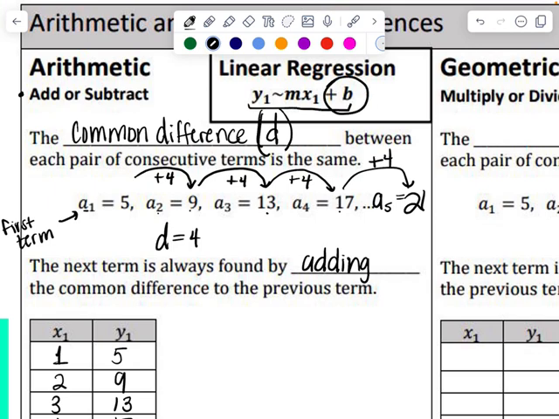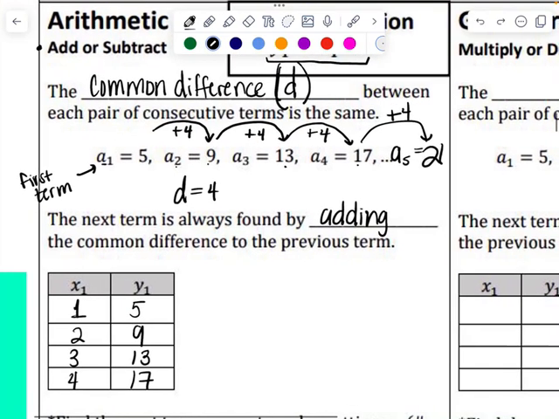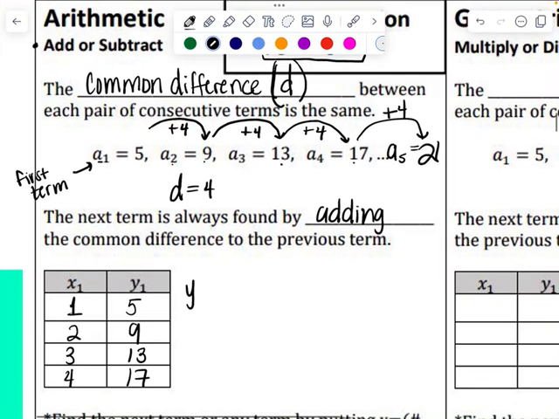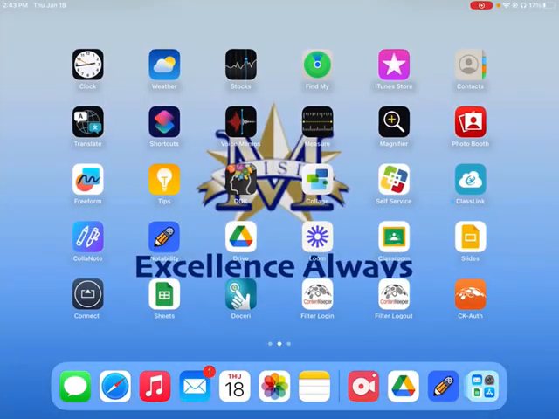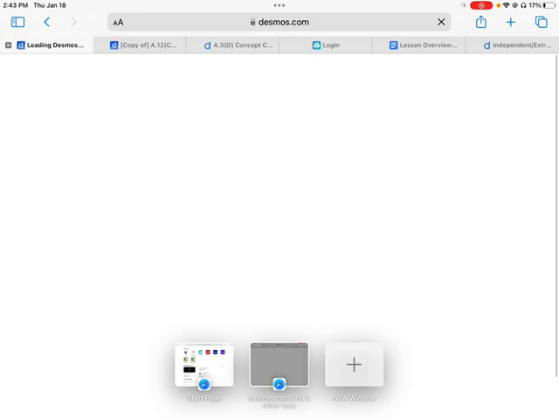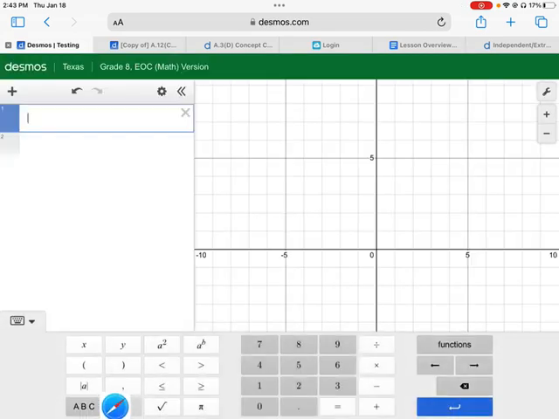Because you see how that has that plus b part of it, where it adds something at the end? That's essentially how your arithmetic functions work. So I'm going to be using this one, x1 plus b. Okay, so I want to do that because there's something really cool that Desmos can do with sequences. It can calculate what the next term is going to be.